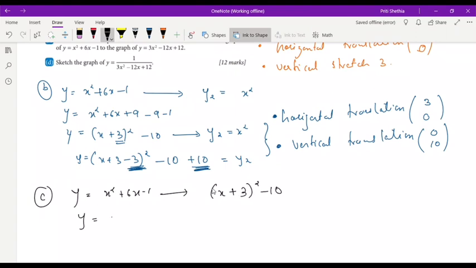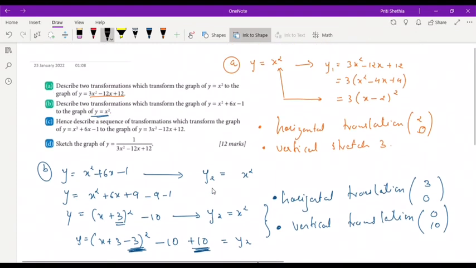Another is y = 3x² − 12x + 12. In the perfect square form, this is giving me 3 into bracket (x − 2) the whole square, right? We already calculated over here.